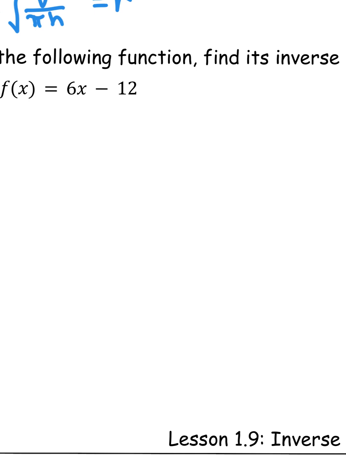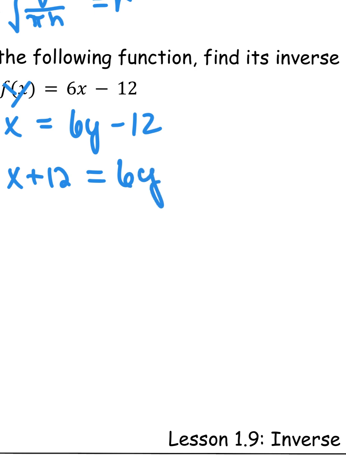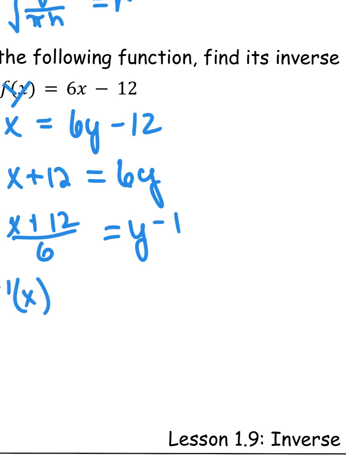To find the inverse, all I want to do is swap the x and y. Remember, f of x is the exact same thing as y. So now I just need to solve for y. So what would I do? So I'm going to do x plus 12 equals 6y, and then totally. So I got y inverse, and I'm going to have x plus 12 over 6. Now I'm going to simplify this. Here's my function notation because I know it's a function.